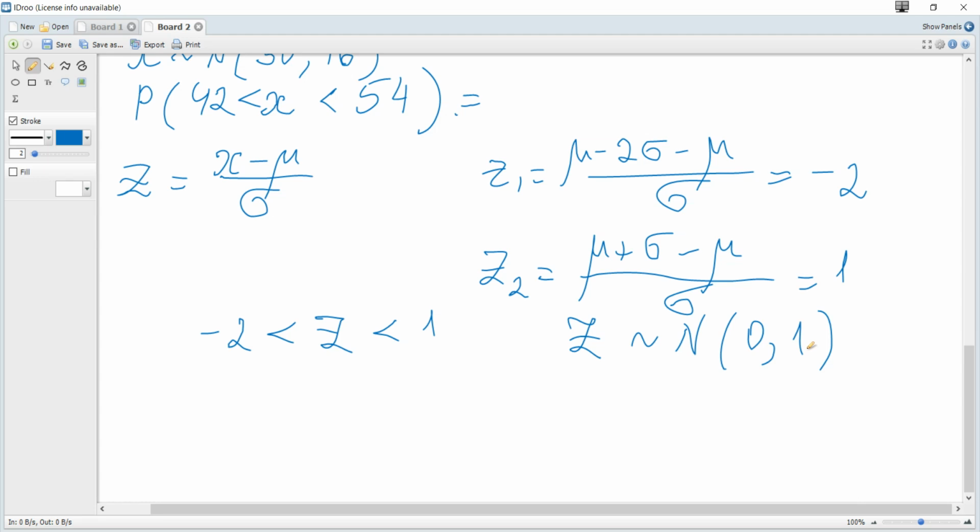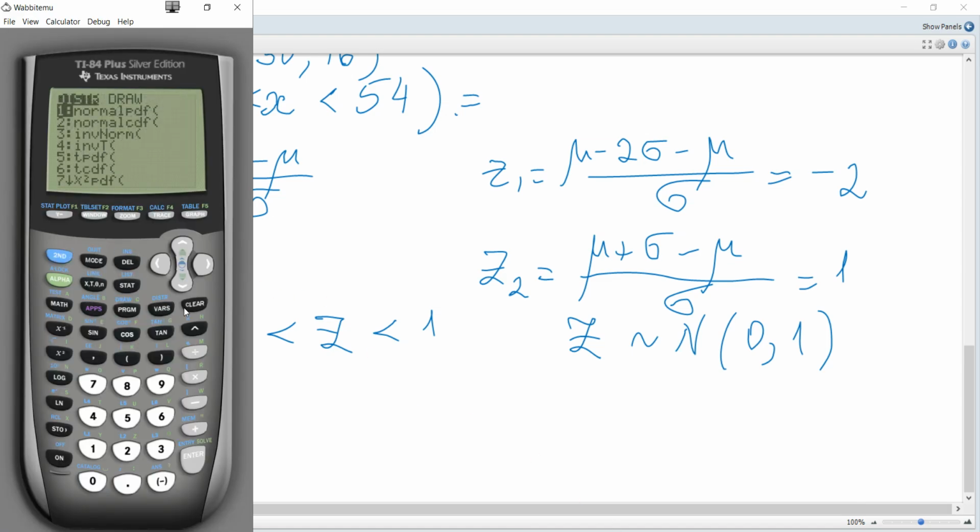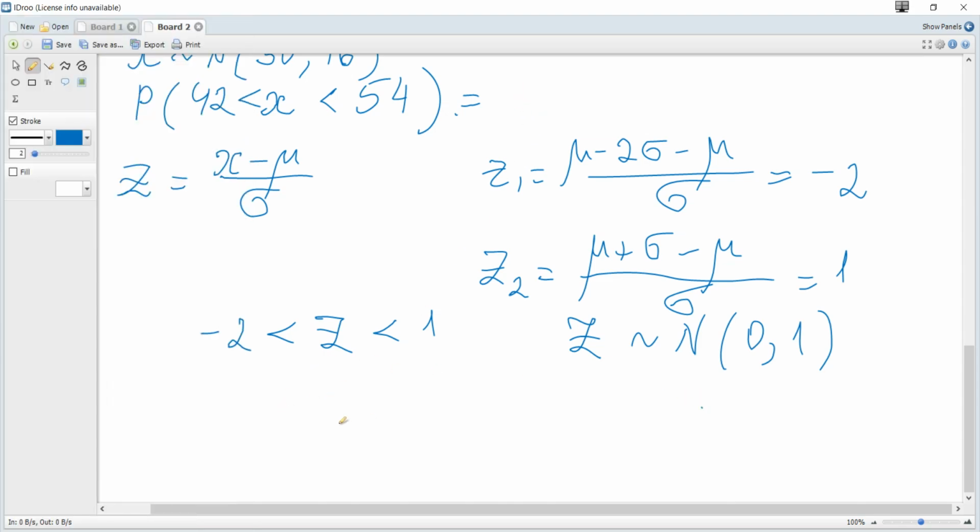It means we deal with z instead of x, and we just choose normal CDF. Mu is 0, sigma is 1, and lower is -2, upper is 1, and we get the answer. It's 0.819 to 3 significant figures.